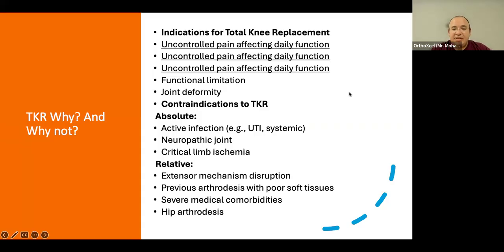Relatively, you cannot do a knee replacement if you have an extensor mechanism problem, or if you have had an arthrodesis before with poor soft tissue, because always remember that the post-operative range depends on the pre-op range. So if you have very minimal pre-op range and the muscles and soft tissue are contracted around the knee, don't expect a good knee range of motion post-operatively. Definitely medical comorbidities, which could be risky for the patient's life under anesthesia, and hip arthrodesis, because if you replace the knee on a hip arthrodesis, this will put more stress on your new joint, and the risk of failure will be very high.